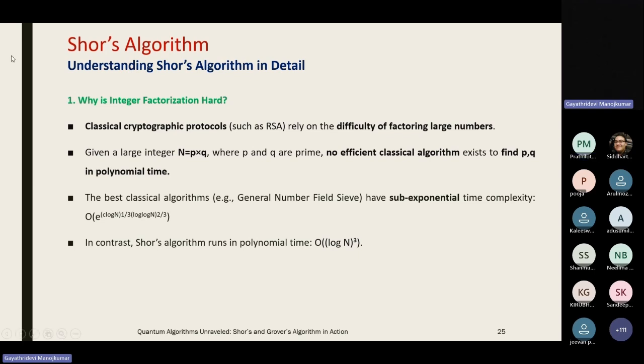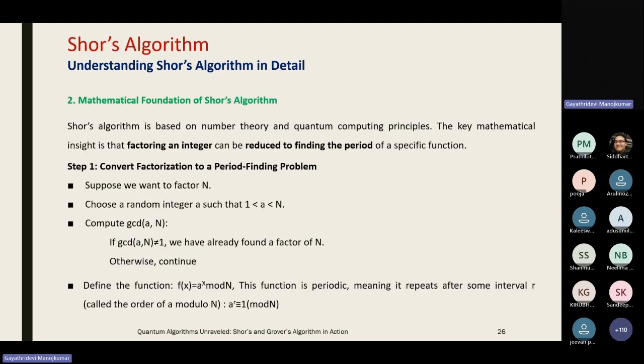For example, if N equals p times q is given as a public key, to decode it I need to find the factorization into p and q, where p and q are prime. No classical computer can execute this in polynomial time. The best classical algorithm known is the general number field sieve, which runs in sub-exponential time. In contrast, Shor's algorithm can achieve it in polynomial time. So we are now moving to Shor's algorithm.